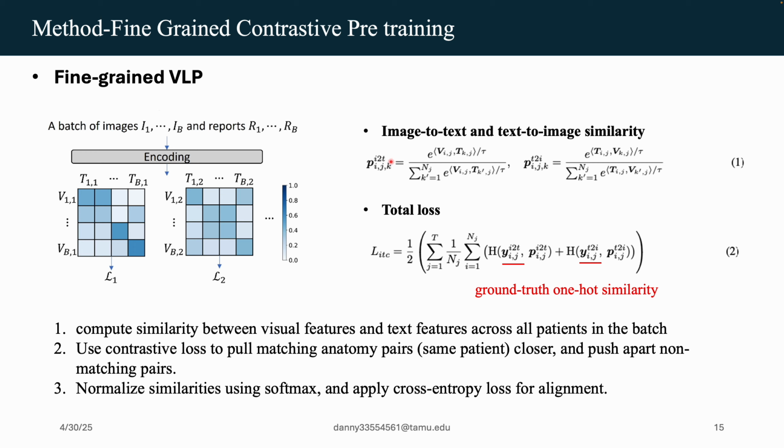And with the textual embedding and the visual embedding, we compute the similarity between them across all patients in the batch. The similarity can be calculated with this formula, and we normalize the similarities using softmax. And next, we will use the contrastive loss to pull matching anatomy pairs closer and push apart non-matching pairs.